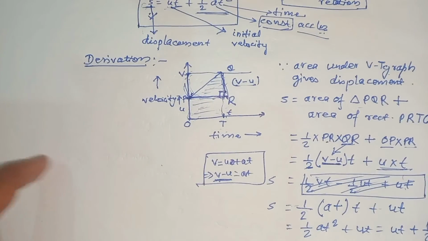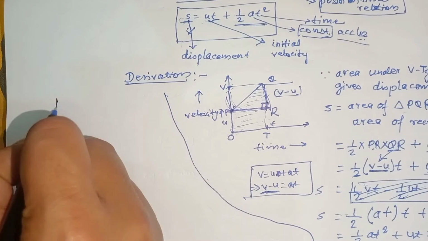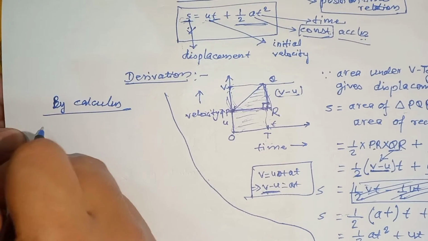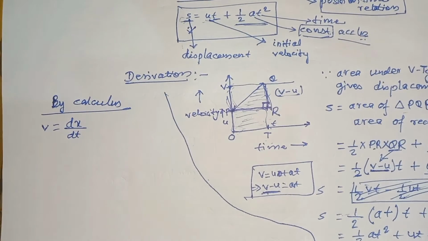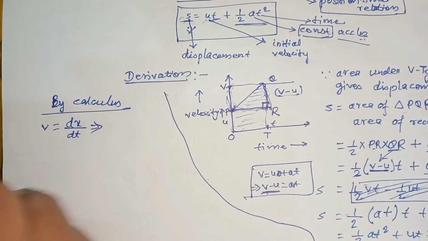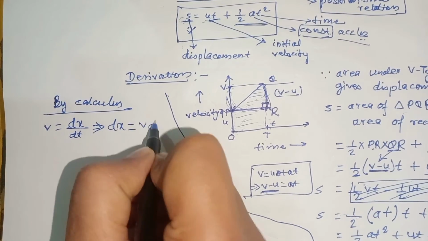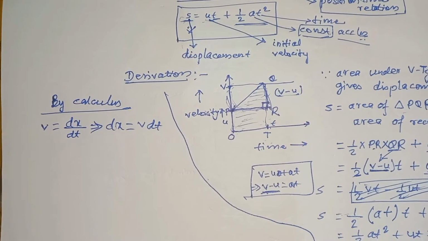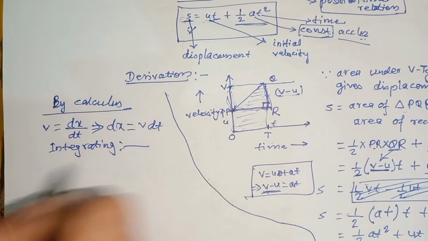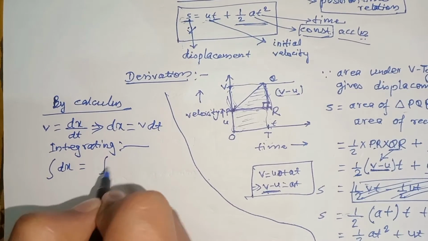The next derivation type is derivation by using calculus. By calculus we can see the derivation, and this is even more simple. We know v equals dx by dt, according to the definition of velocity. This can be further written as dx equals, cross multiplying, v dt. This is done to integrate both sides. So integrating both sides, we get integral dx equals integral v dt.